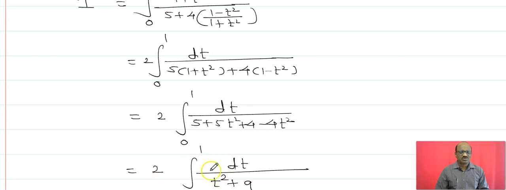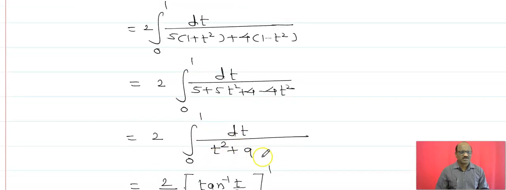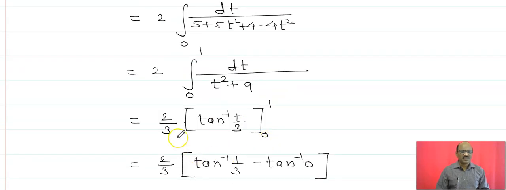Therefore 2 times integral 0 to 1 dt upon t square plus 9. That is 5t square minus 4t square, you will get t square, and 5 plus 4 will be the 9. And therefore the integral of this is 1 upon 3 tan inverse of t upon 3, that is 2 by 3.